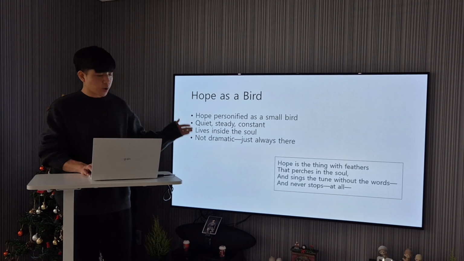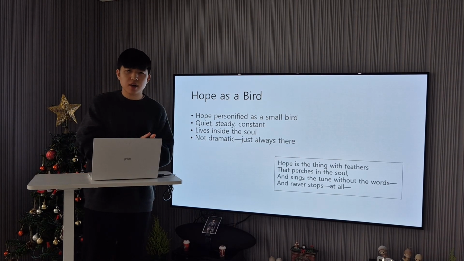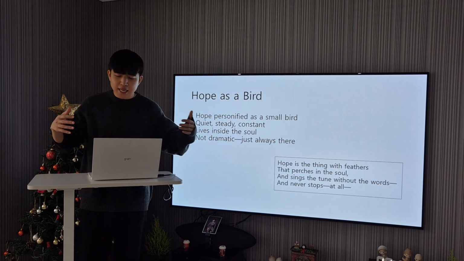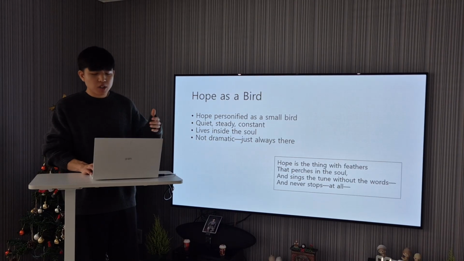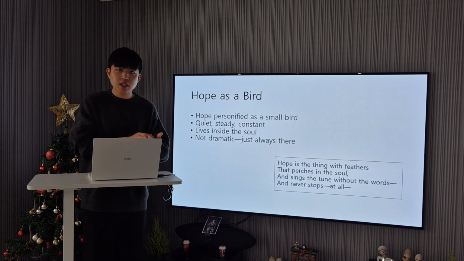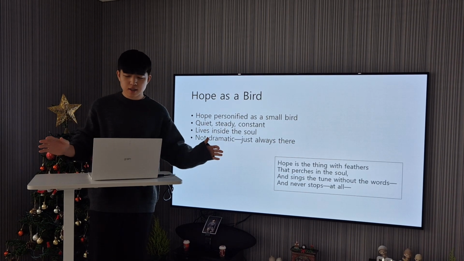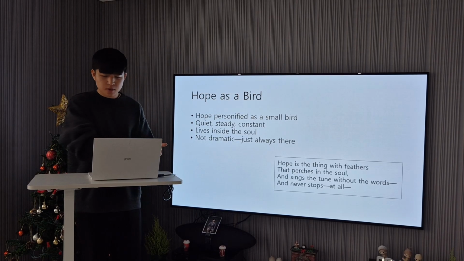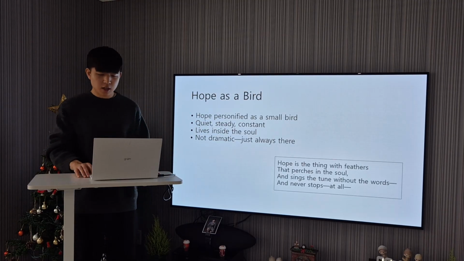Back to our first stanza. So here, Dickinson is basically turning hope into a tiny bird that lives inside us. It perches, it sings, and it keeps going no matter what. She's personifying hope, treating it like something alive, gentle, and steady. It's not loud, it's not dramatic, it just quietly exists. So this is how Dickinson understands hope, using personification.